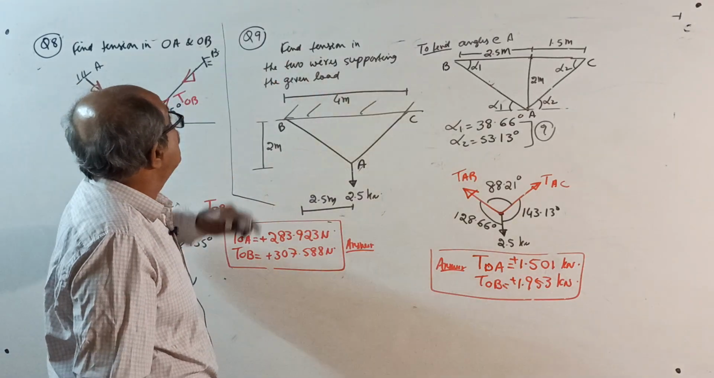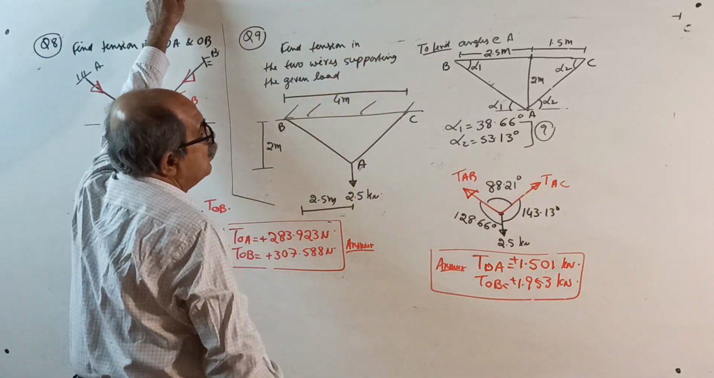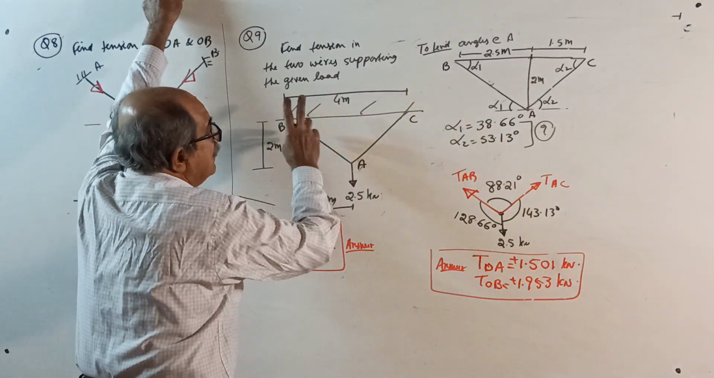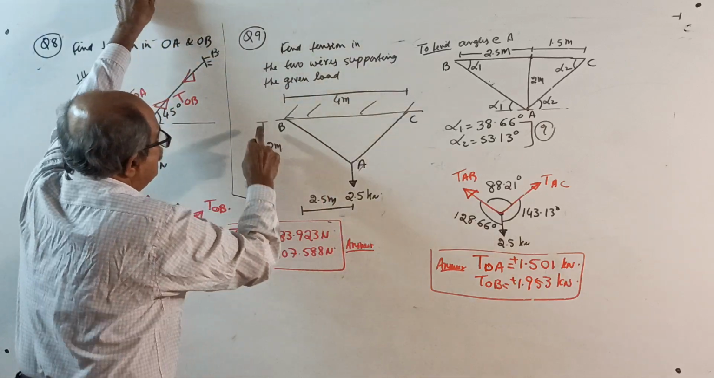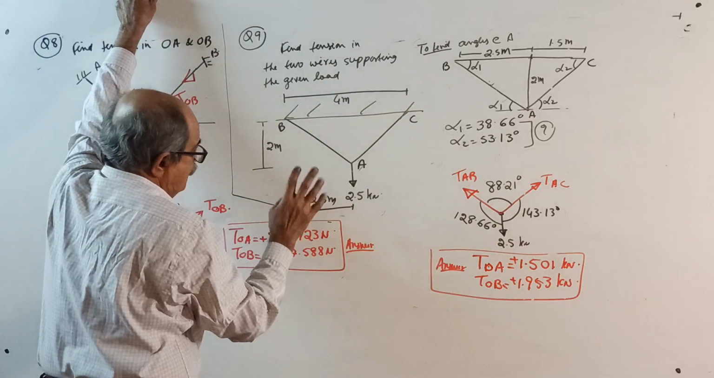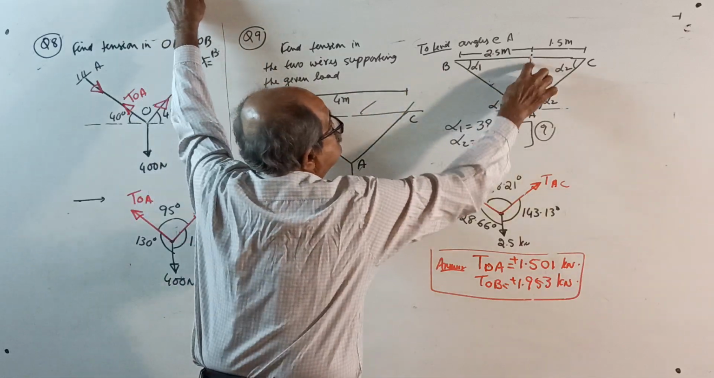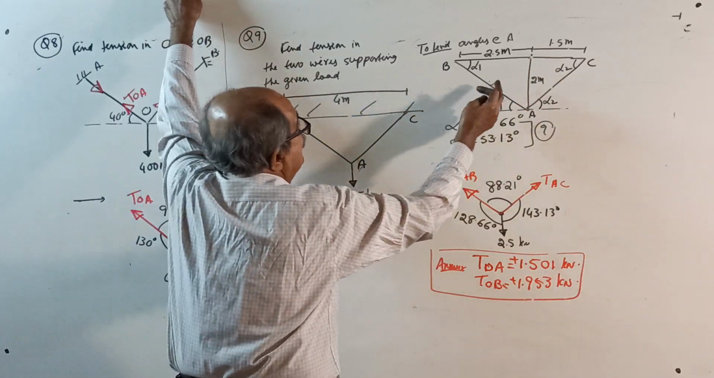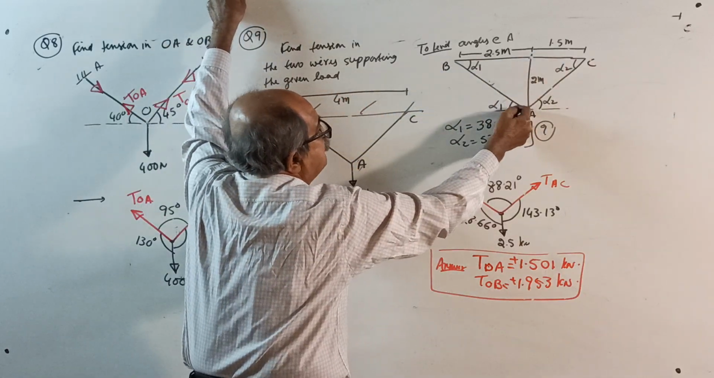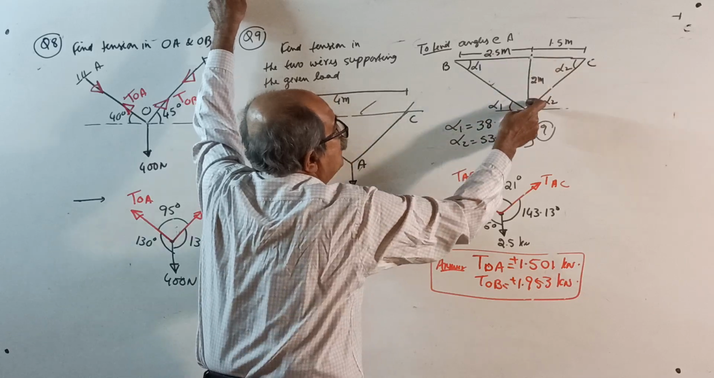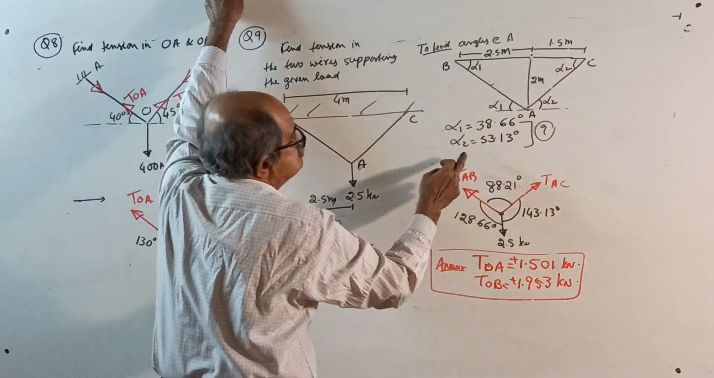Question number 9. Find tension in the two wires supporting the given load. Once again distance given, but one thing, last time these were at different levels, now same level. 2, 4 and 2.5. First angles. This is 2, this is 4, this is 2.5 given. So that is 1.5. If I call alpha 1, tan alpha 1 is 2 by 2.5. Tan alpha 2 is 2 by 1.5.